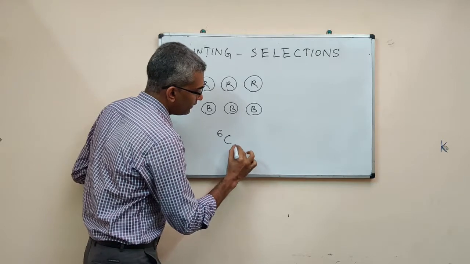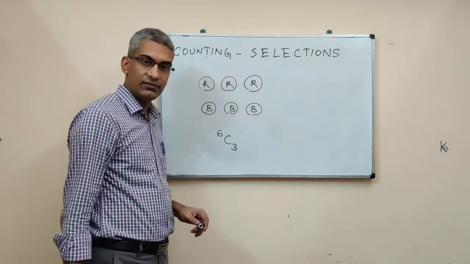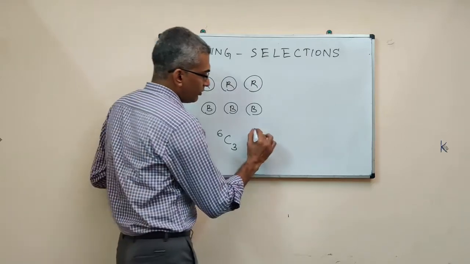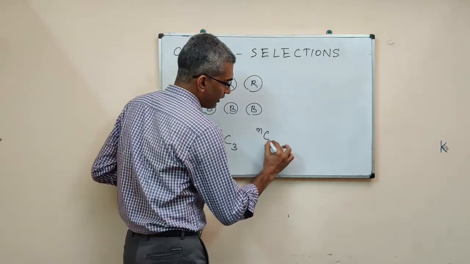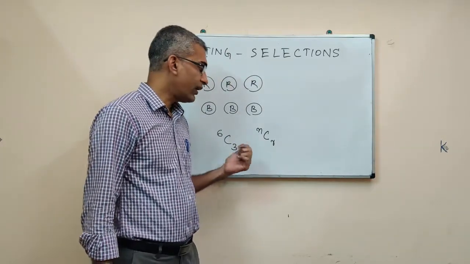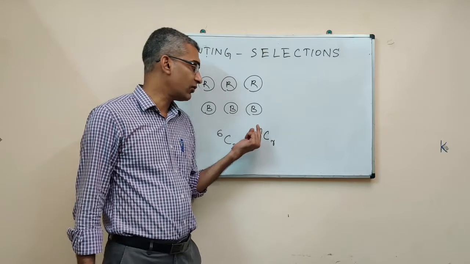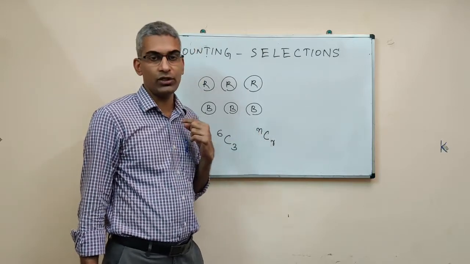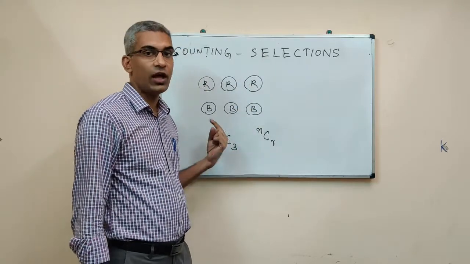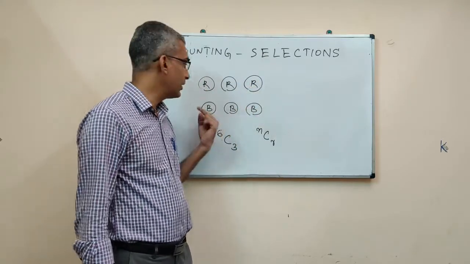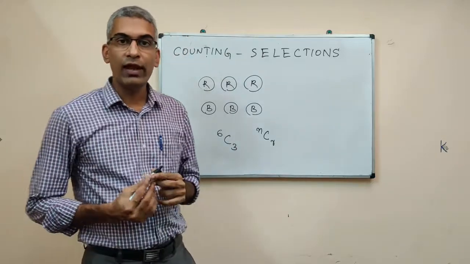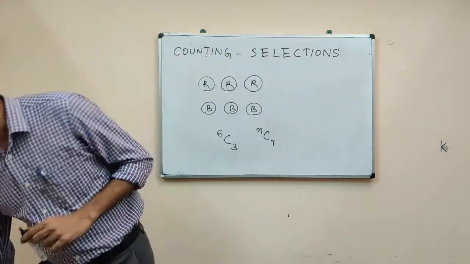Many of you might have a tendency to write 6C3. This is not correct, because when we say NCR, the basic definition of NCR is number of ways of selecting R things from a set of N different things without repetition. These N things should be different. Here these six things are not different. Three of them are alike, three of them are of the same kind. So in this case, we have to look at this problem from a different angle altogether.